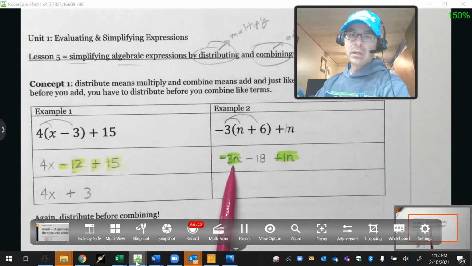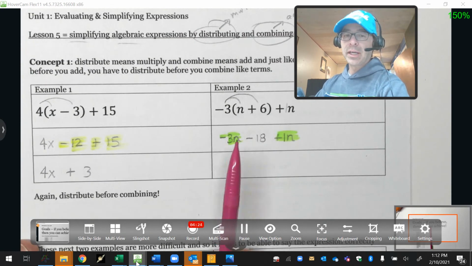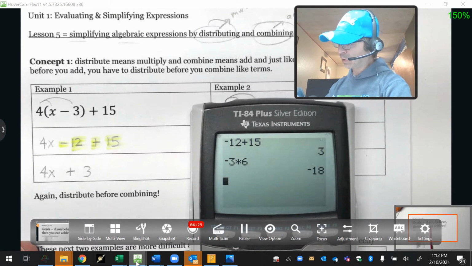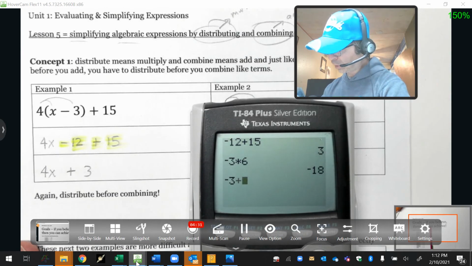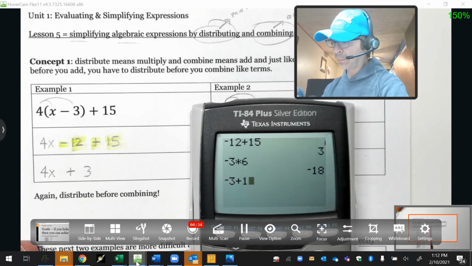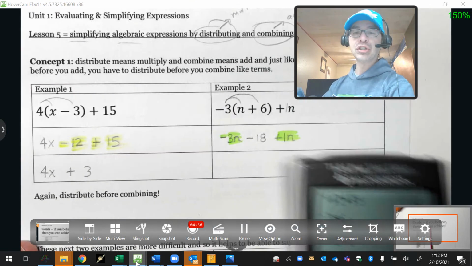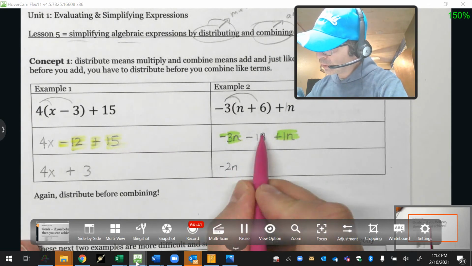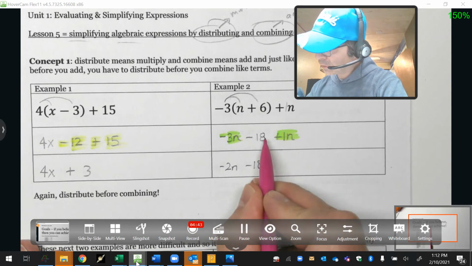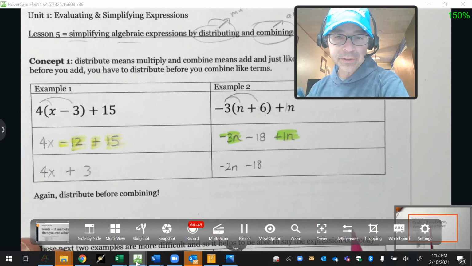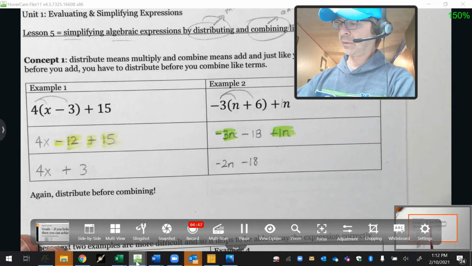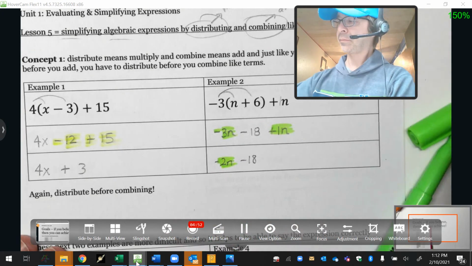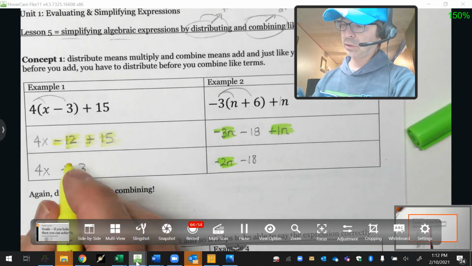Combine means to add them, so I'm going to add a negative 3 with a positive 1. Negative 3 plus positive 1. Bam! Negative 2. So I get negative 2n. And then this just goes straight down. This guy has no friends to combine with. He's by himself. That's the answer to the problem. That's all you can do.